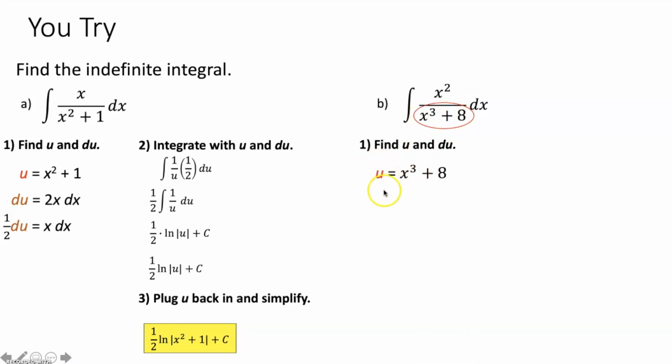The reason is because if I take the derivative of this with respect to x, the derivative of u with respect to x is du dx. The derivative of x cubed is going to be 3x to the second power. The derivative of 8 is going to be 0. Multiply both sides by dx, I get du is equal to 3x to the second dx.